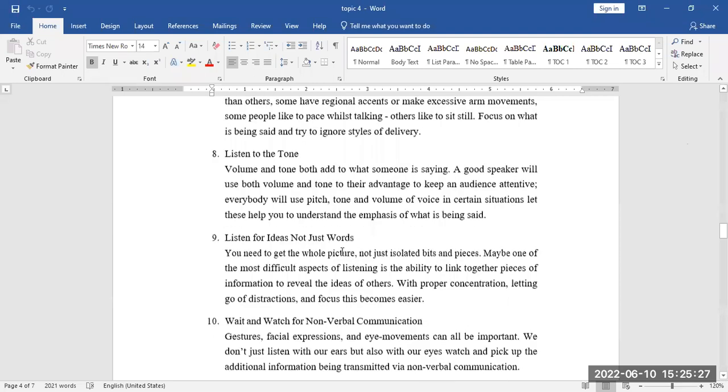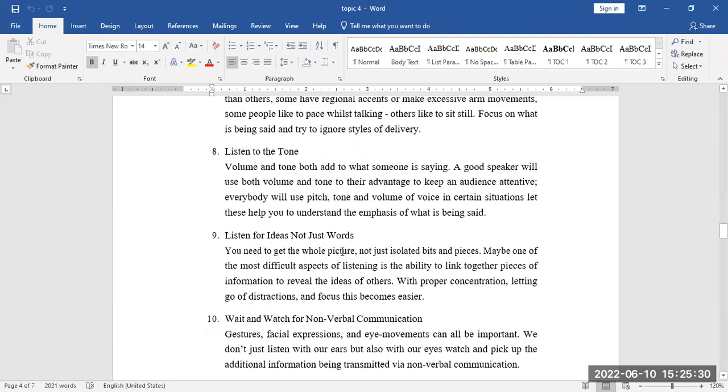Number 8, listen to the tone. When you're listening to the tone, you are listening to the volume and tone. They both add to what someone is saying. A good speaker will use both volume and tone to their advantage, and the advantage is to keep the audience attentive. For example, you will hear a speaker speaking with a very low tone. A very low tone is not good, because it can make someone not listen to you. Instead, they start sleeping. So a good speaker uses volume and tone.